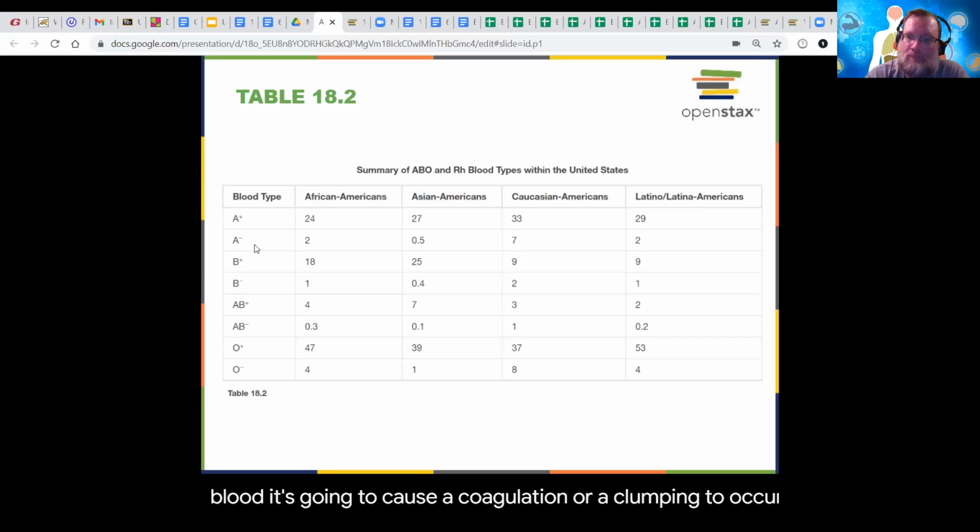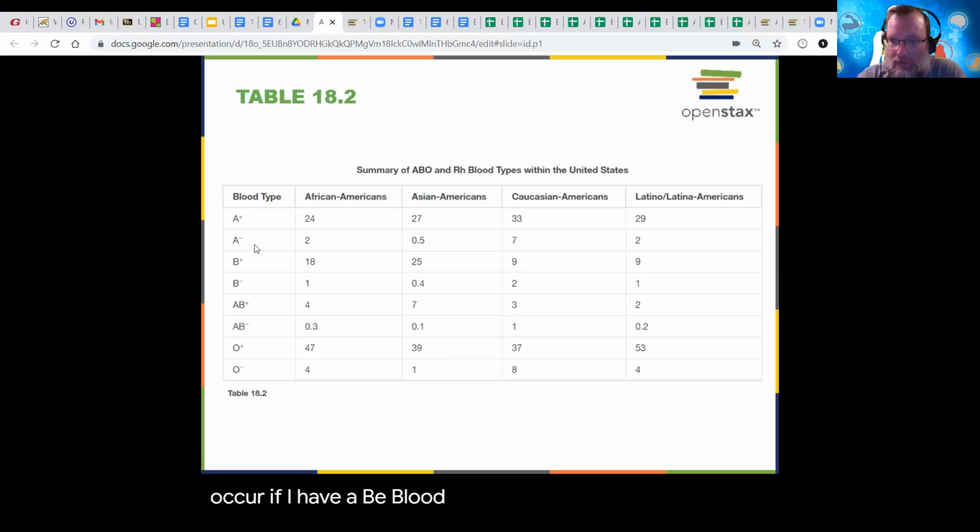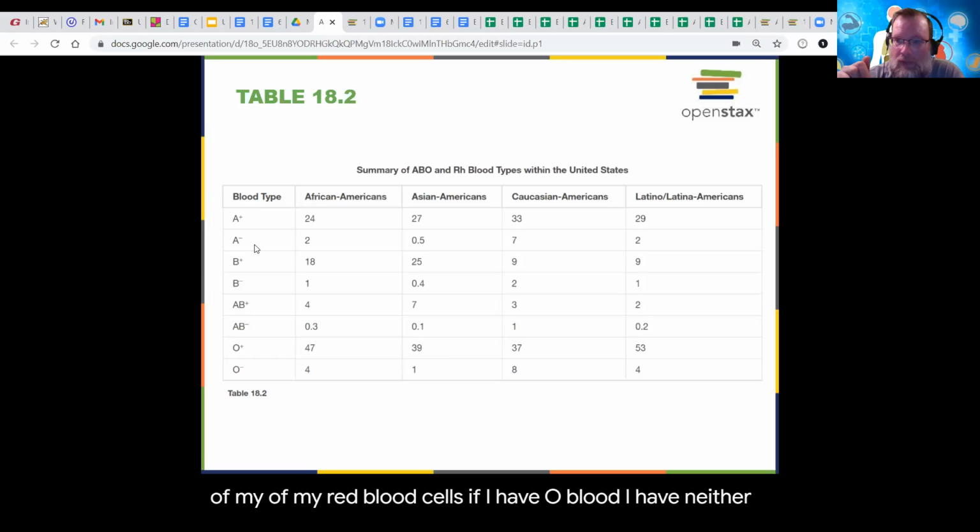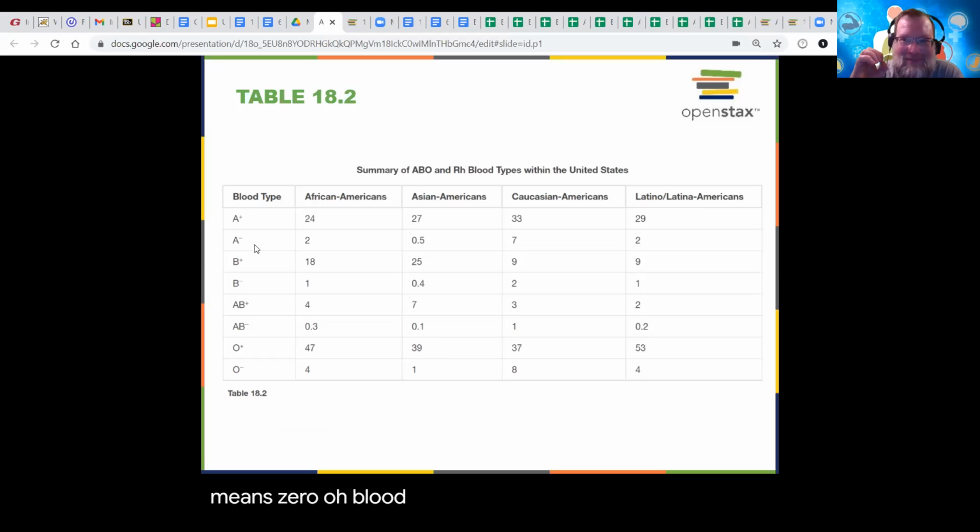If I have AB blood, I have both antigens on the surface of my red blood cells. If I have O blood, I have neither. No antigens. That's what O really technically means, zero. They don't call it zero blood type though. O means no antigens on the surface. We'll talk about that in more detail in just a few minutes.